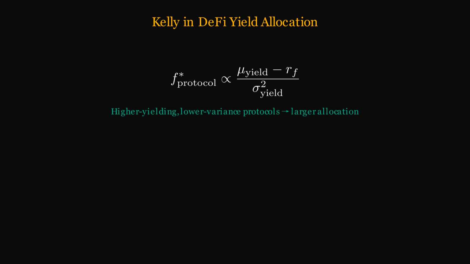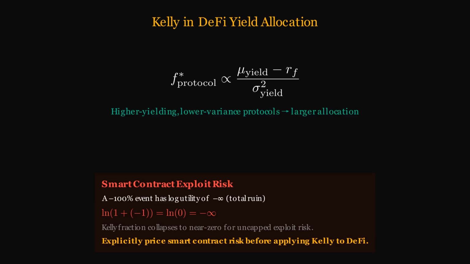Applied to yield strategy selection, the Kelly fraction for each protocol allocation is proportional to expected yield minus the risk-free rate, divided by the variance of that yield. Higher yielding, lower variance protocols receive larger allocations. Smart contract exploit risk dramatically reduces the Kelly fraction. A negative 100% event has a log utility of negative infinity, total ruin. The Kelly fraction collapses to near zero for any protocol with uncapped exploit risk. This is why you must explicitly price smart contract risk before applying Kelly to any DeFi yield allocation.